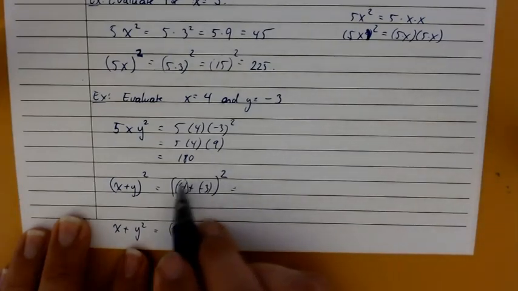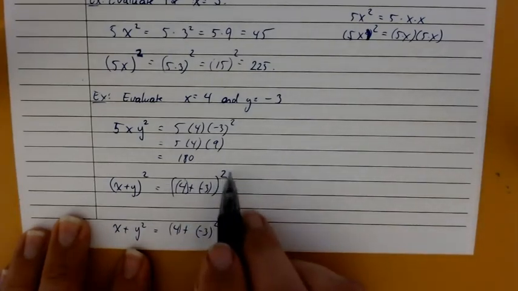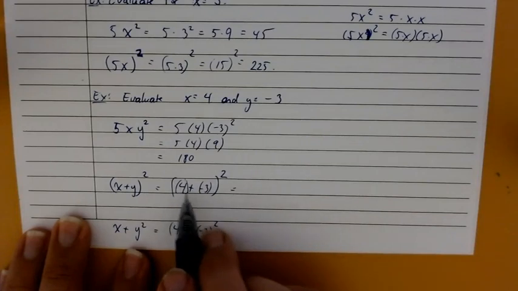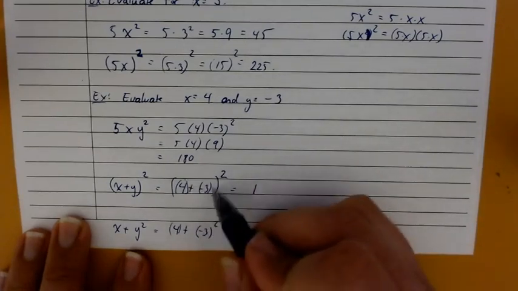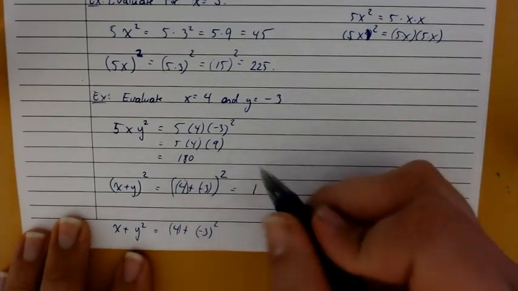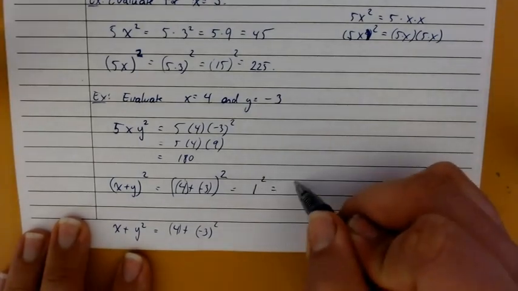Here, parentheses go first. So we don't do the square yet. Parentheses first. 4 plus a negative 3. In other words, 4 minus 3, that's the number 1. And now that we've handled the parentheses, now we move on to an exponent. 1 squared is 1.